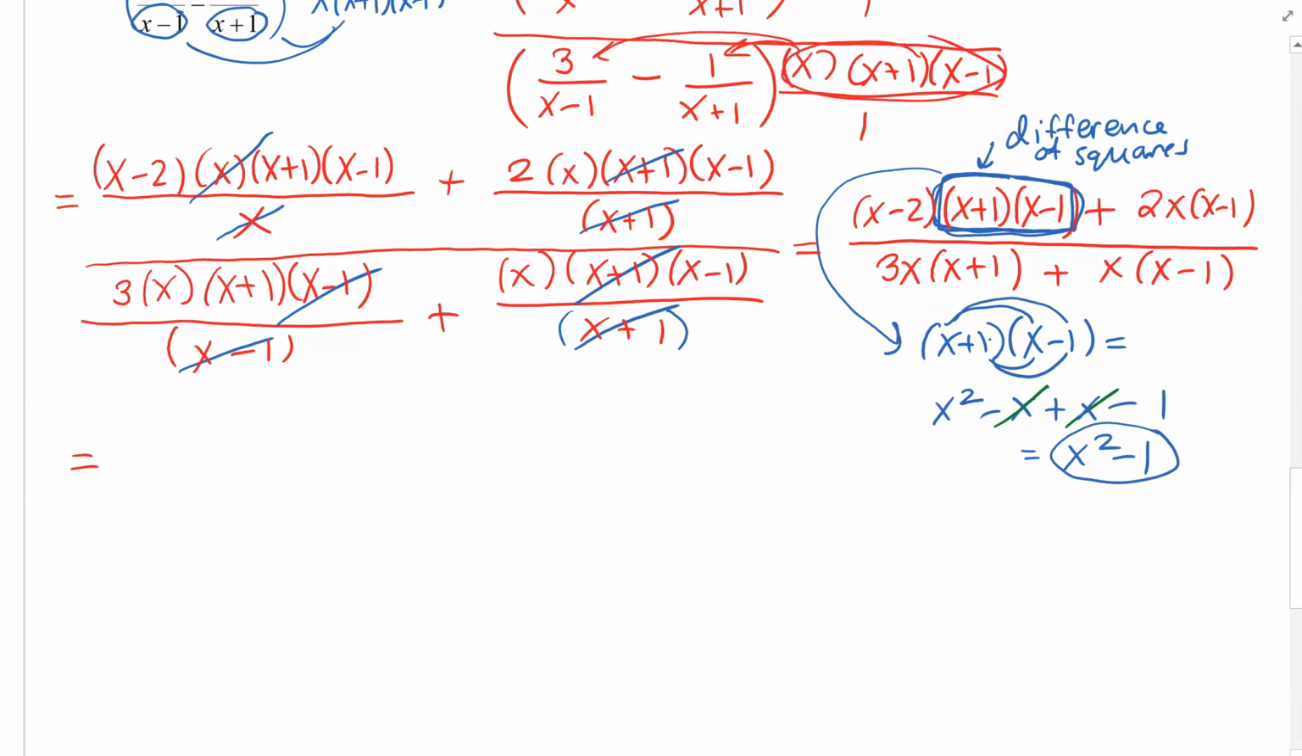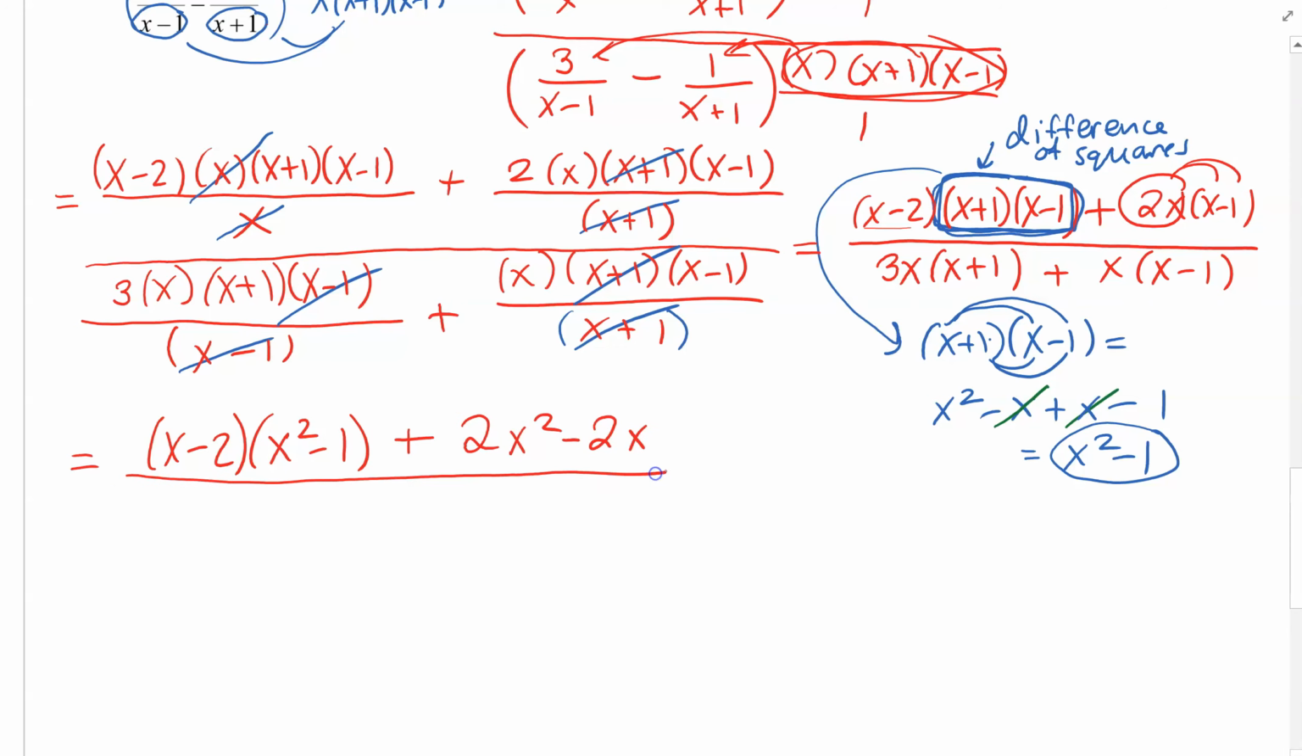So I can replace this with x squared minus 1, and that'll make it a little easier when I have to still FOIL that with x minus 2. So let me write it like that. So x minus 2 is going to eventually get FOILed with x squared minus 1. And then I'll go ahead and distribute the 2x. So I get 2x squared minus 2x. And then all of that is over. I'll distribute the 3x, so I get 3x squared plus 3x, and then I'll distribute the x, so I get plus x squared minus x.